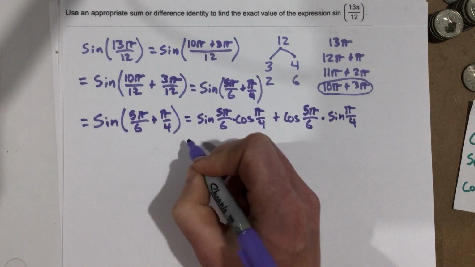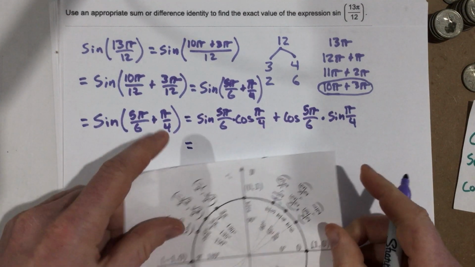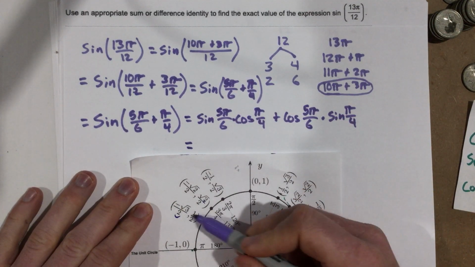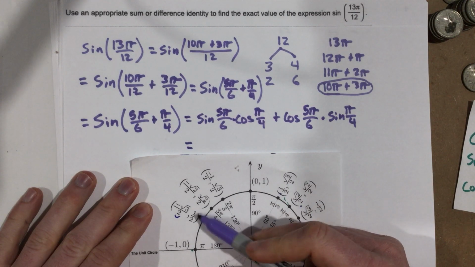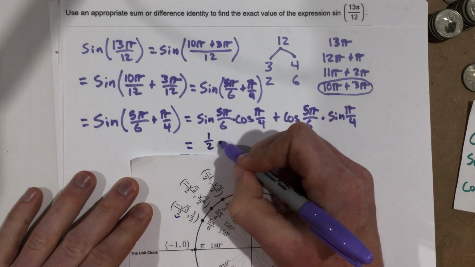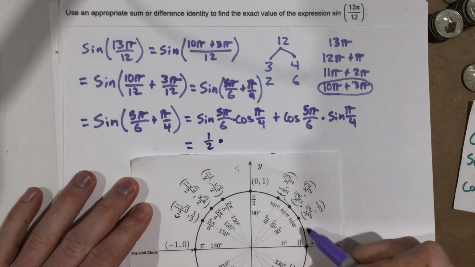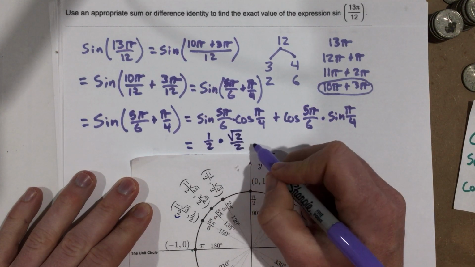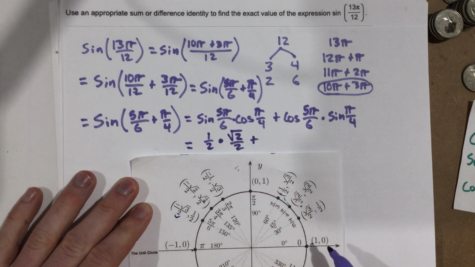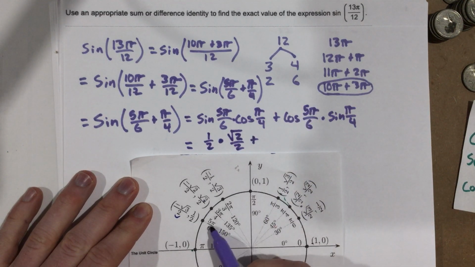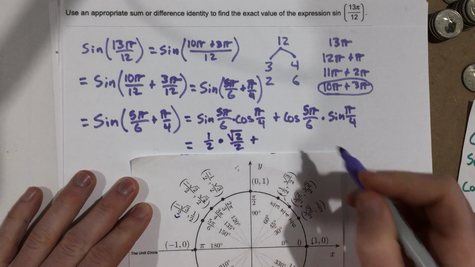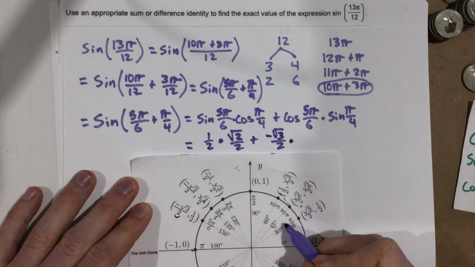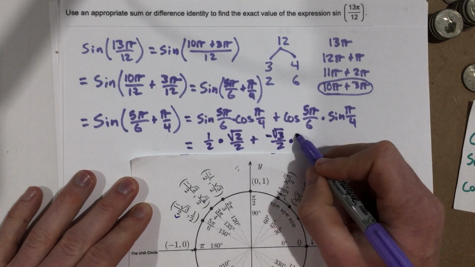So now we can go through on a unit circle and we can find those fractions. Well, we know sine of 5 pi over 6, sine is always the y-coordinate, 5 pi over 6 is here, sine of that is 1/2. So we can say 1/2 times cosine of pi over 4, cosine's the x value, so that's root 2 over 2, plus cosine of 5 pi over 6, which is negative root 3 over 2, times sine of pi over 4. Well, sine of pi over 4 is the y value, which is root 2 over 2.